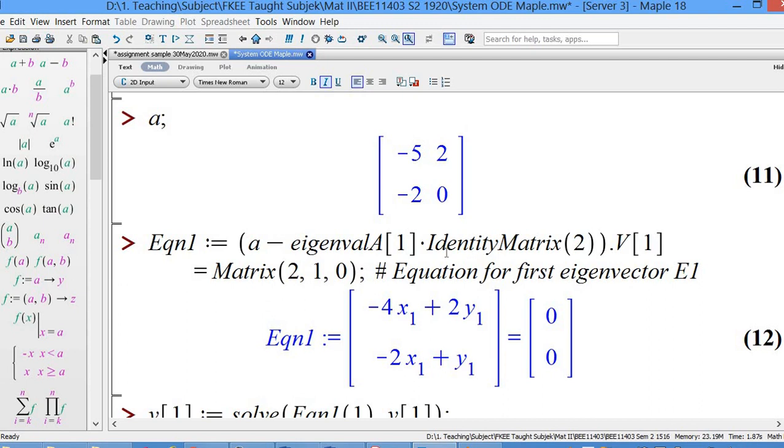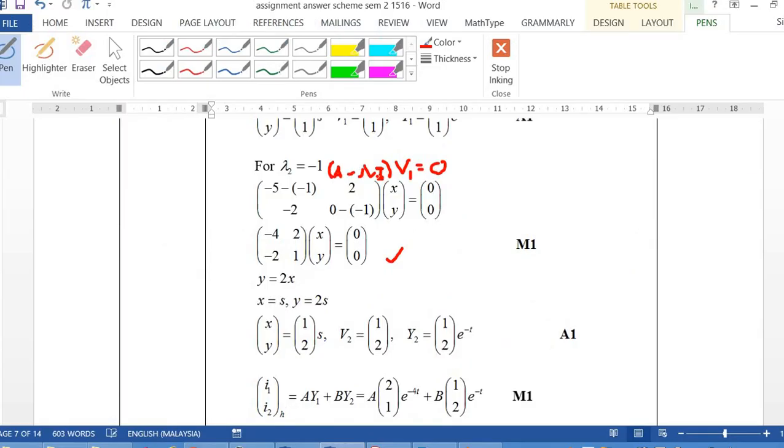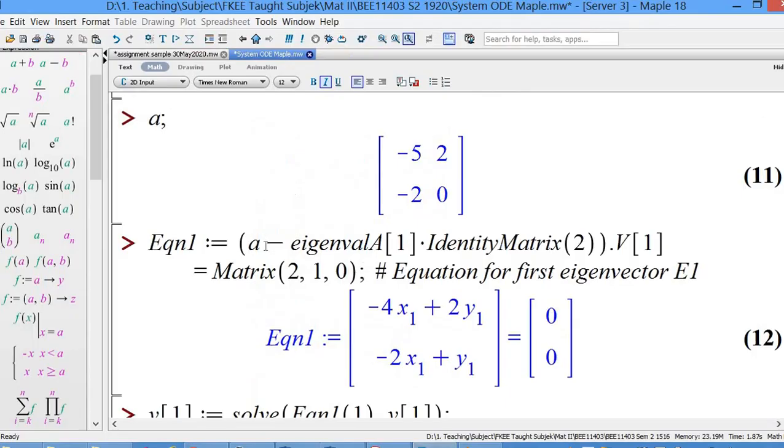So A minus lambda I. I is actually the identity matrix, a 2 by 2, times V1. This is the syntax: A minus lambda I multiply V1. So here, A minus the first eigenvalue times I times V1 equals the matrix 2, 1, 0. We get this one.